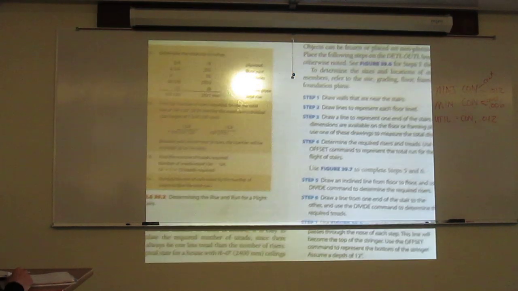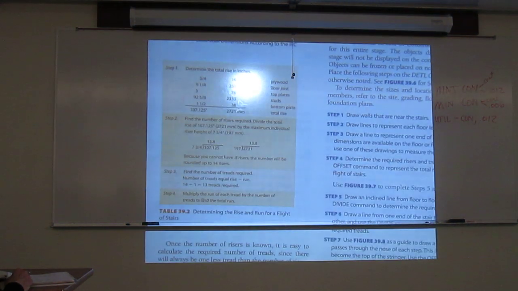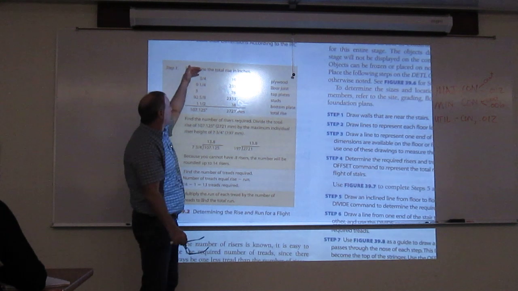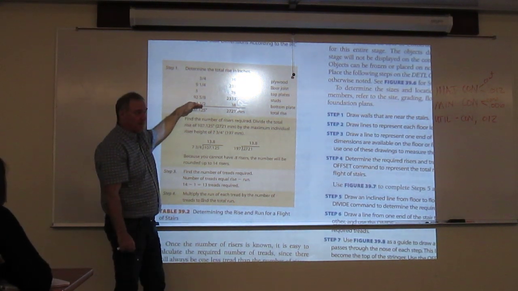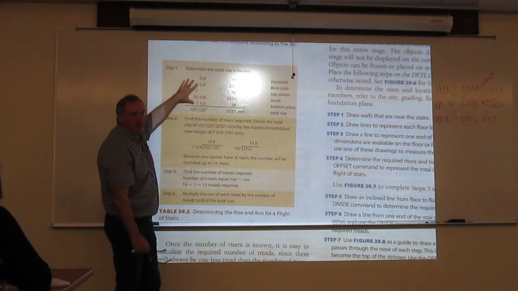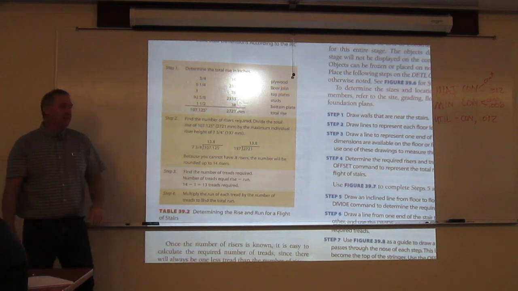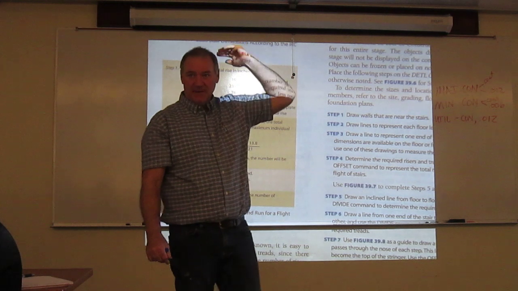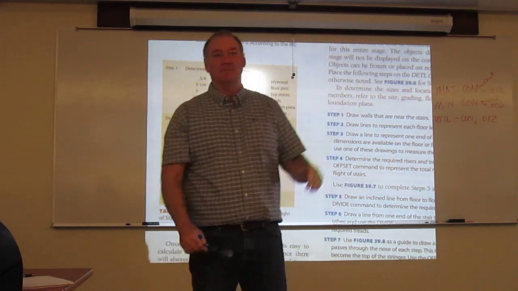So let's go to this table and let's plug in our numbers. So here, they're adding everything up from finished floor to finished floor. Somebody that's got your drawing open, can you give me the dimensional information from the finished floor of the basement to the finished floor of the main floor?